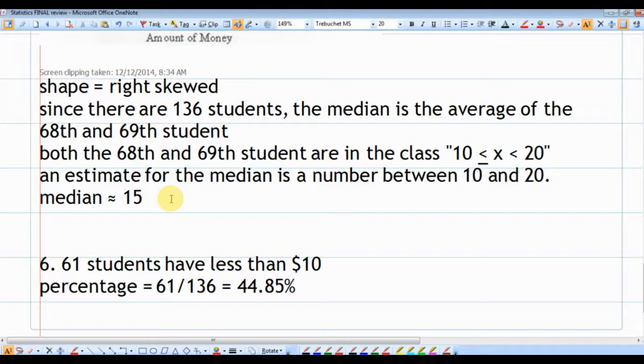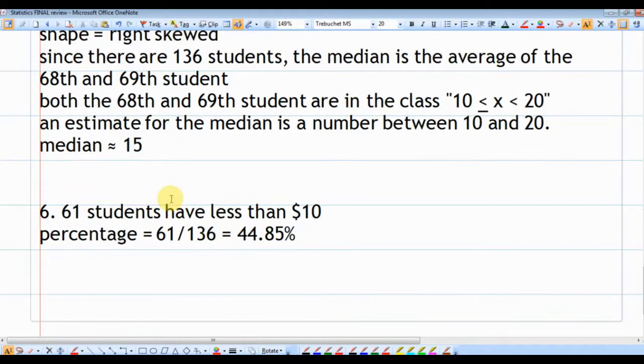Okay, questions 7 through 9 are about the normal distribution, but it's not really about the normal distribution. These ones are the 68-95-99.7 rule, right? So let's take a look at this. We have a mean of 8.1 and a standard deviation of 0.1.